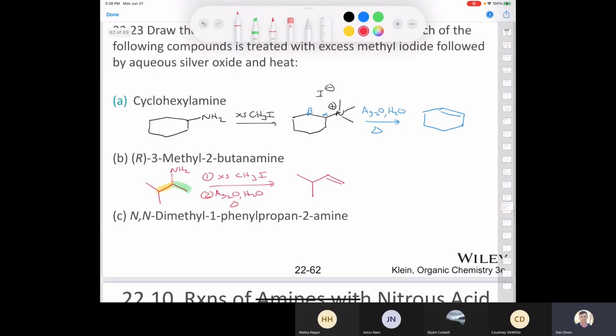The last one, again, in the exact same vein, you have N,N-dimethyl-1-phenylpropan-2-amine. So look, you do propane. You've got an amine on the second carbon. Okay, you've got N,N-dimethyl. And then you've got a phenyl on the first carbon. So there's your starting material. You're going to treat this one with excess methyl iodide, followed by silver oxide, water, and you cook that up. And you do the Hofmann elimination.